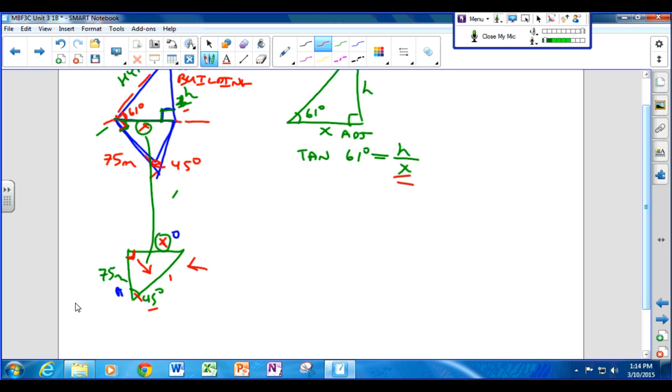Well, this is the hypotenuse. We have to watch that we don't inadvertently try to put the hypotenuse as one of the sides. So as far as the 45-degree angle is concerned, X is the opposite and the 75 is the adjacent. So we're still on that tangent ratio. So the tan of 45 degrees equals opposite, which is our X, over adjacent, which is 75 meters.